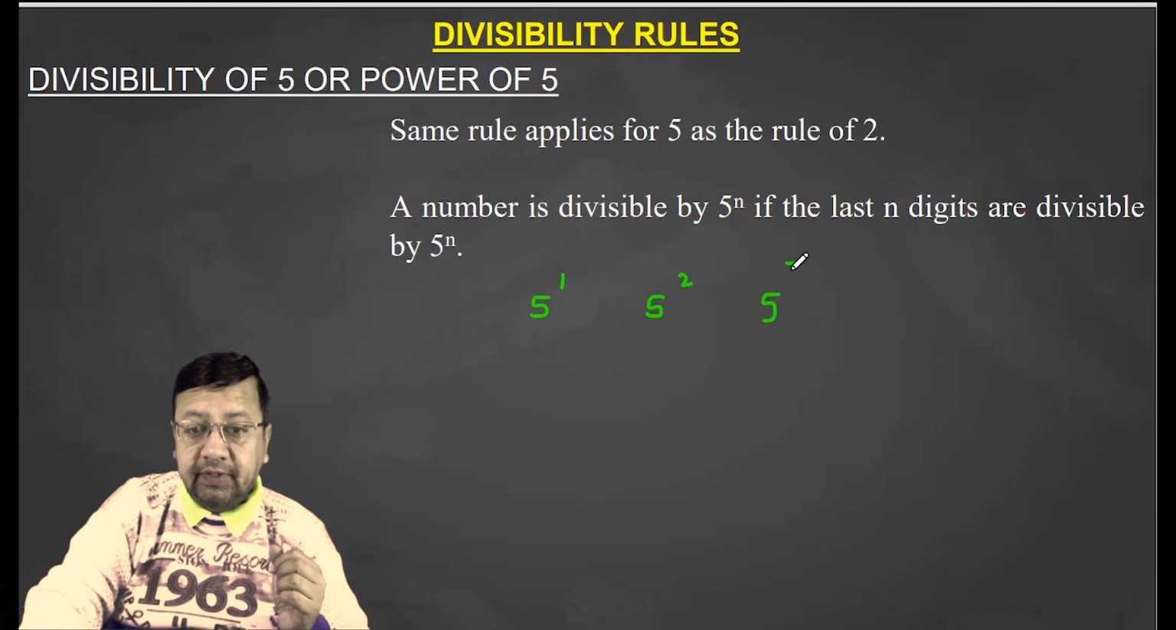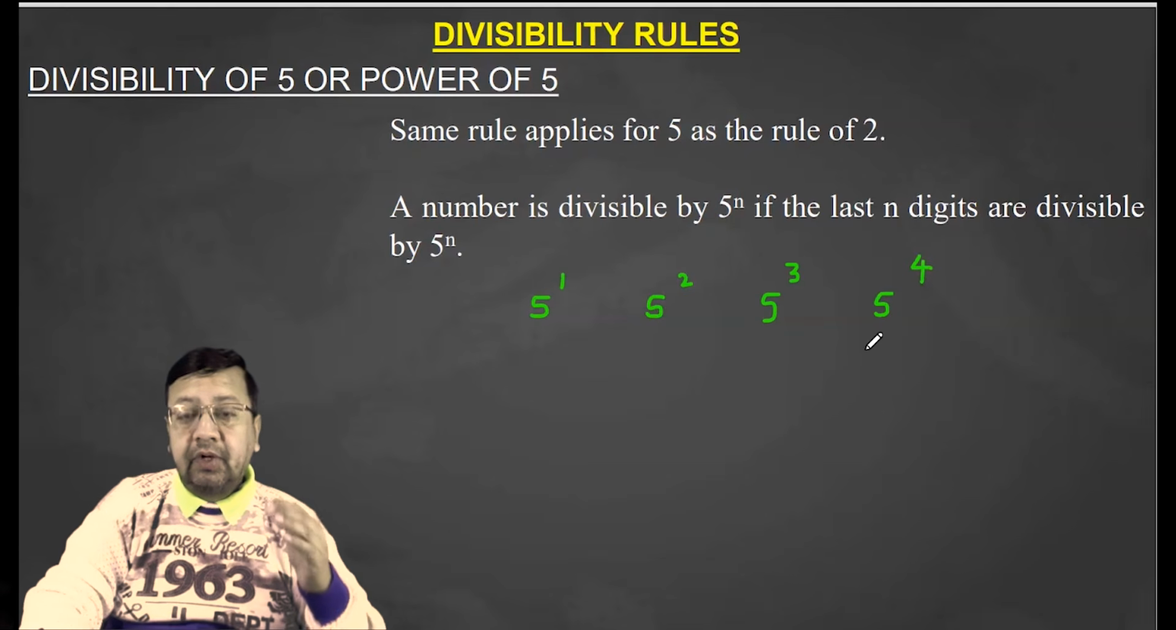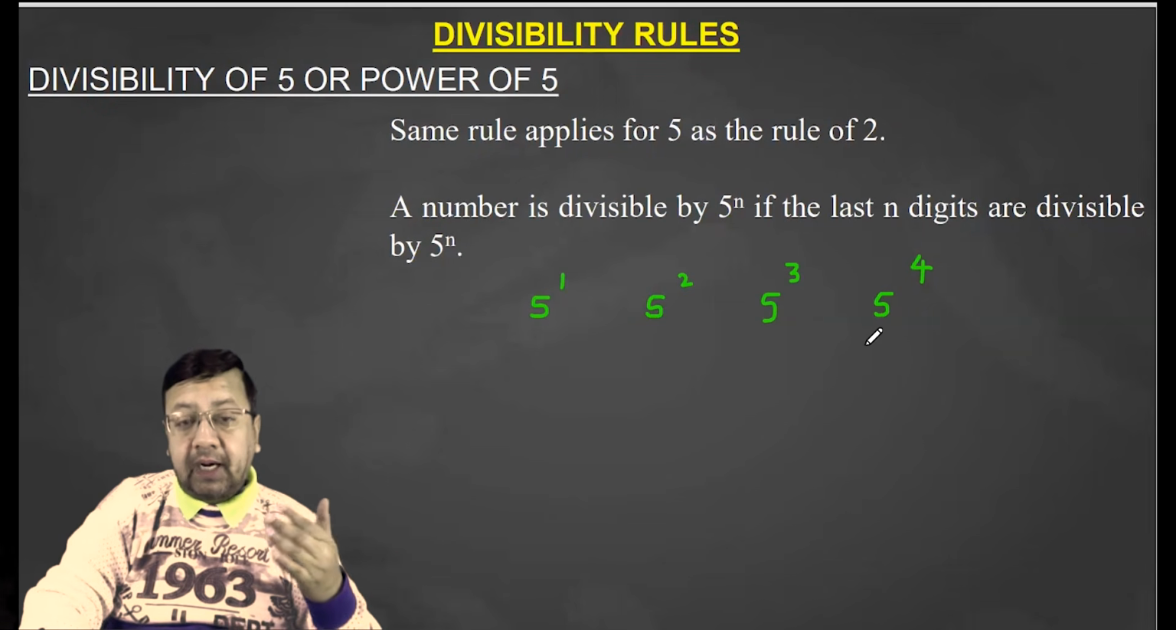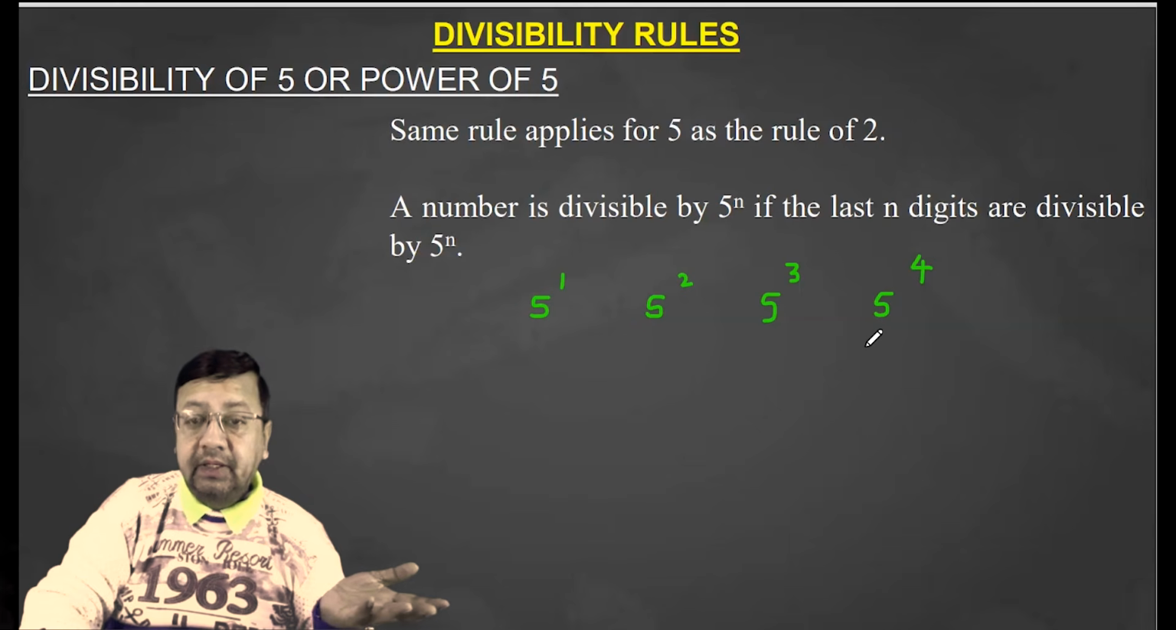This is 5, right? 625, what is there? It is 5 raised to power 4, and so on, right? So, if you are checking for the 5, what is the value? What is the answer? The power of 5 should be divisible.